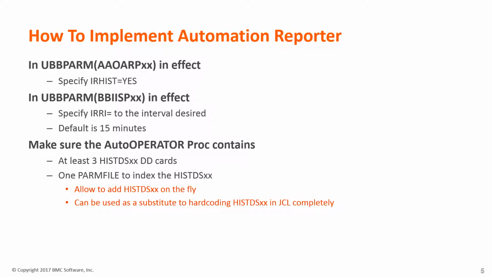The third thing that needs to occur is you need to verify that the AutoOPERATOR started task JCL has at least 3 HIST-DS statements in it. If you don't have those statements, talk to your installer of MainView and they can assist you with that update.